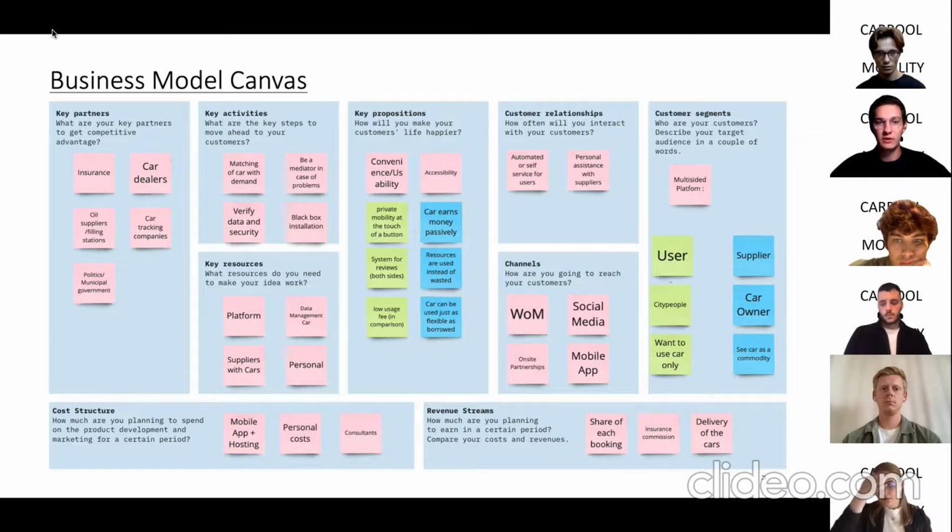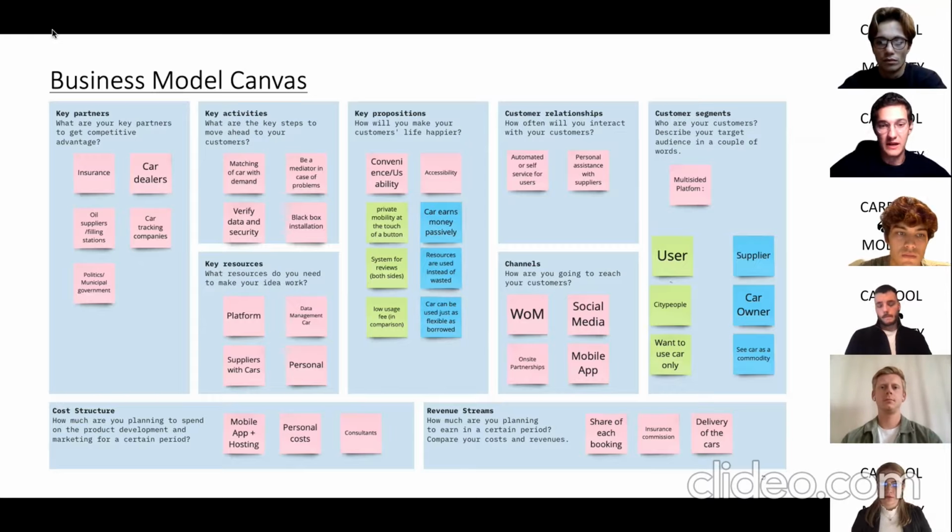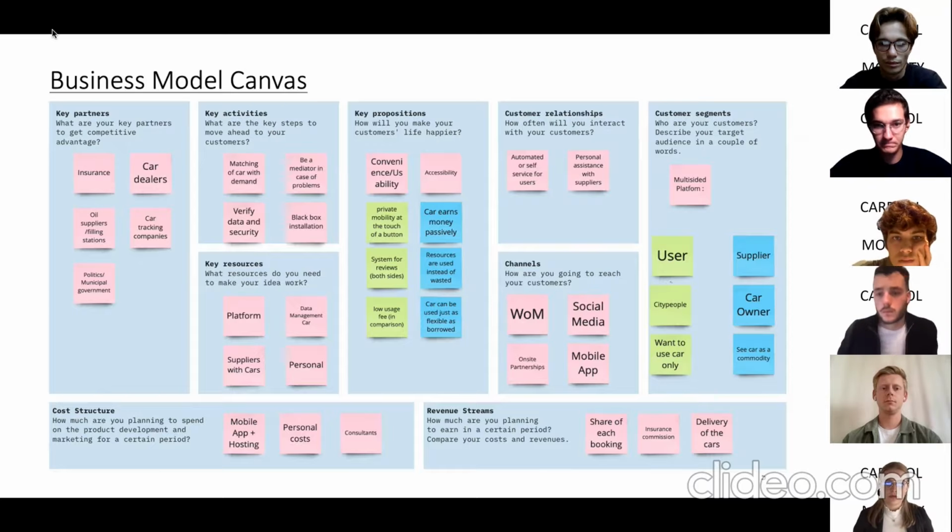For both of them, Carpool is a more convenient and more accessible way. For the users, it's that they get private mobility at just one click. They will also have a review system like Uber, for example, and in comparison, they will have a very low usage fee compared to, for example, car rentals. On the other hand, the suppliers are able to make a passive income just with their car. The resources, which are the cars here, are used instead of just wasted by parking somewhere. And of course, the car can be used just as much as it can be flexibly borrowed to anyone else.